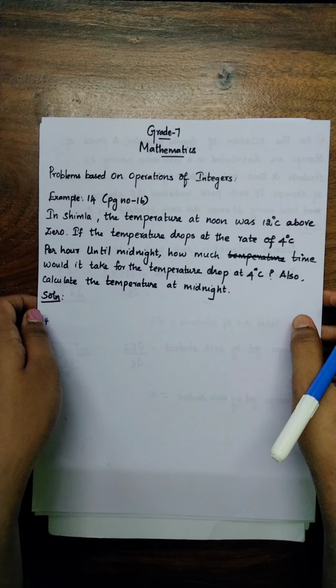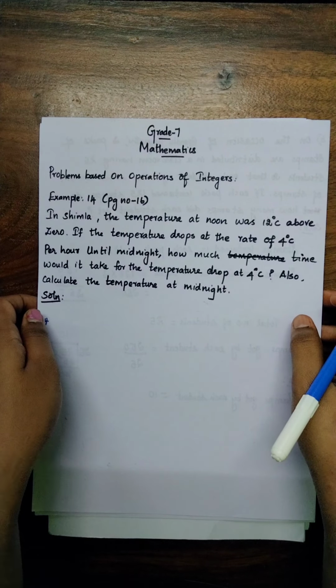Okay, we can start the class. Our question is: in Shimla, the temperature at noon was 12 degrees Celsius above zero. If the temperature drops at the rate of 4 degrees Celsius per hour until midnight, how much time would it take for the temperature to drop to 4 degrees Celsius? Also calculate the temperature at midnight.